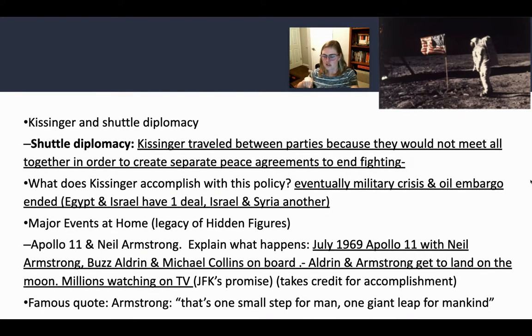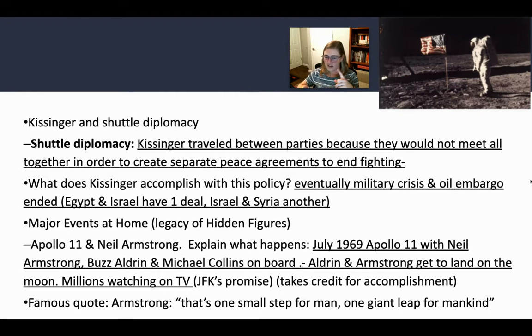But the other thing that is going on is we put a man on the moon. So at the same time this is happening, we're putting a man on the moon. That's a really big deal. The other reason I want to point this out, if you haven't seen Hidden Figures, you need to do that. Okay. But the other thing is, this was JFK's promise.